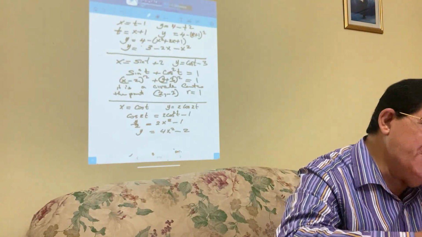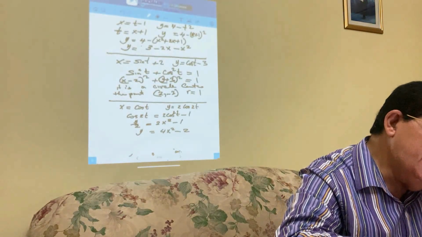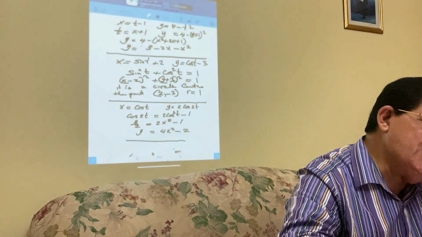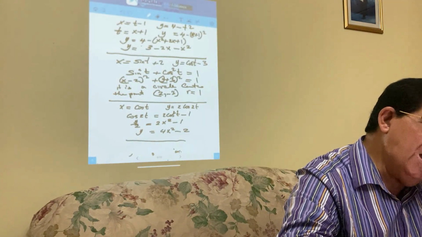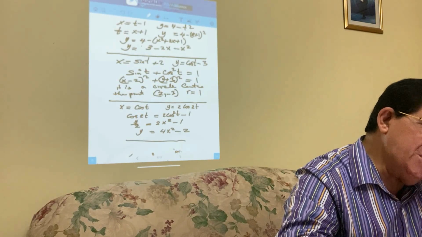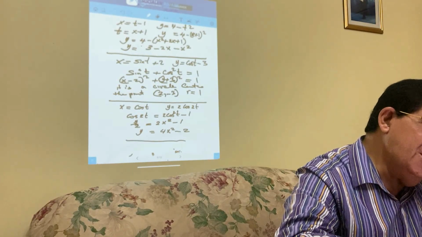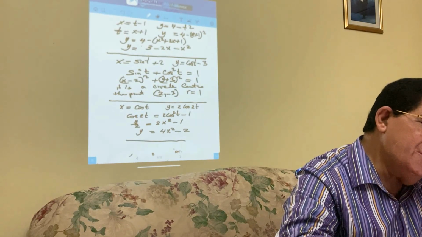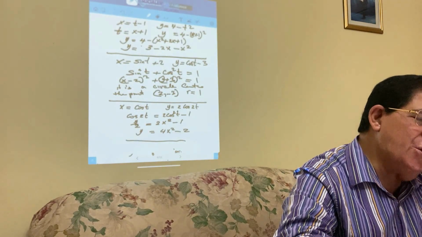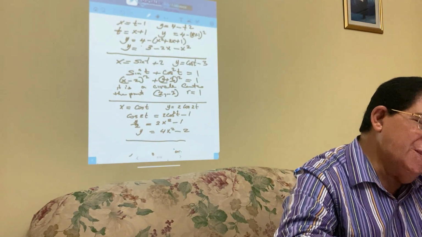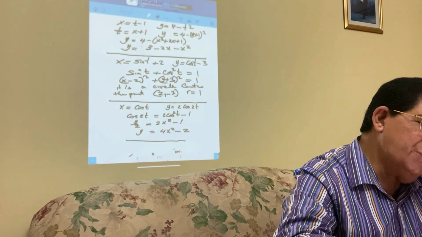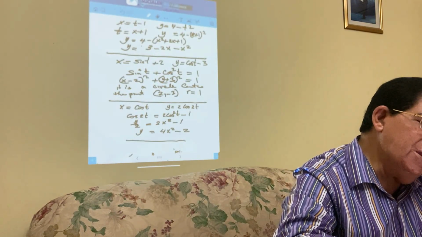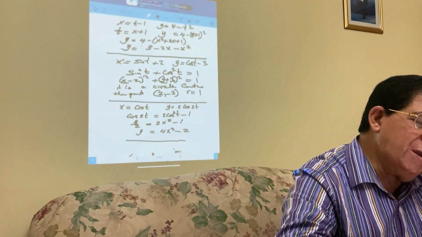Whenever we are given, I say again, you look at the question and you ask yourself, do you have a trigonometric relation relating the two terms in the question? Yes. There is a rule containing cosine 2t with cosine t, that cosine 2t equal 2 cosine square t minus 1. Then we can get the Cartesian.